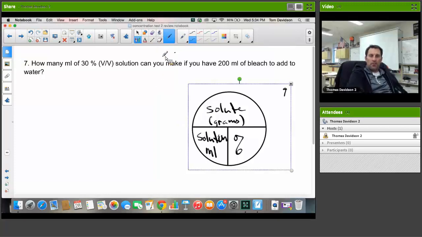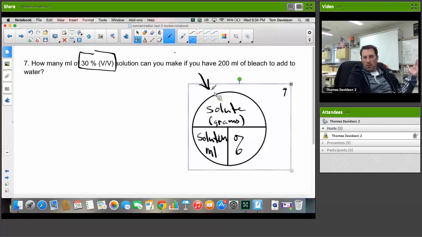Okay, if you're here, that's because you got number 7 wrong. So let's make sure we can figure this out. This is a percent concentration of volume over volume. Once again, you can look at the equation for this on your periodic table on the inside, on the left side. It can walk you through the algebra, or if you like the circle, we can use the circle.